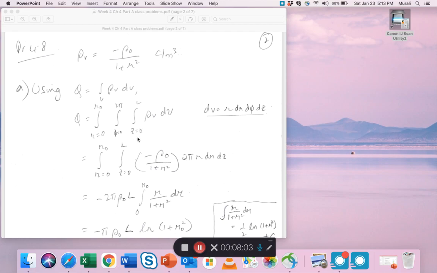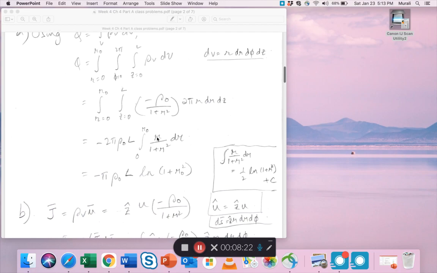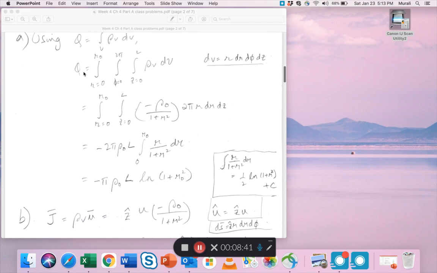So z goes from 0 to L, that is given, L is the length or the height. Phi goes all around, so that's 2 pi. And then r goes from 0 to r0. All these are just in symbols, we don't have any numbers yet to work with. If you start applying those, you come up with this value for the integral. Here I have an integral of r by 1 plus r square, which when you integrate comes out like this. So I substitute that in, and finally this is the result for the total charge.